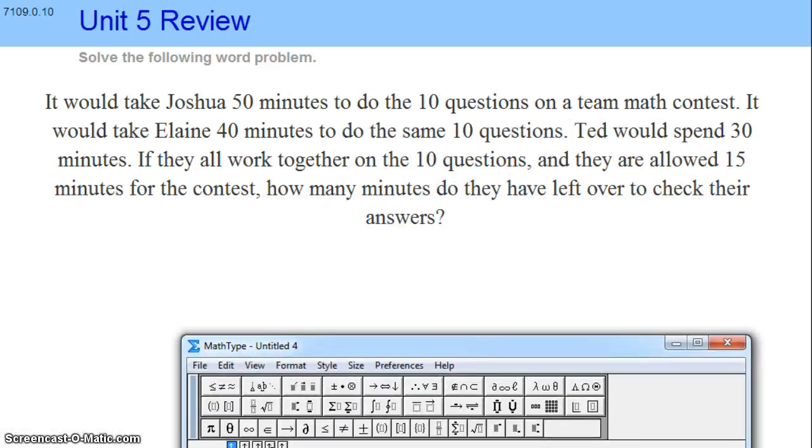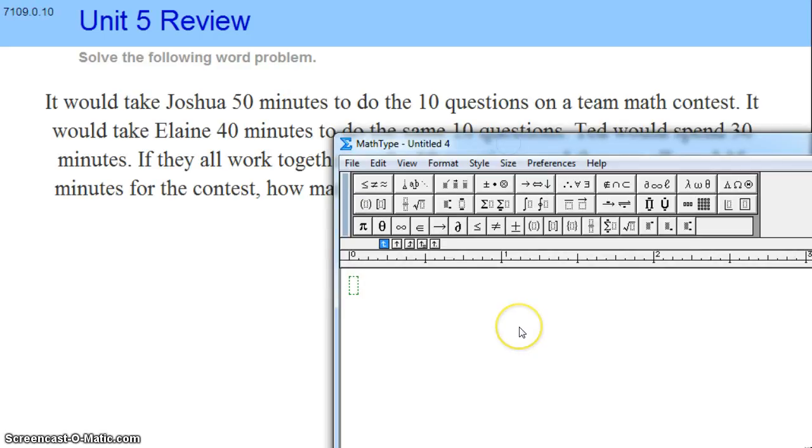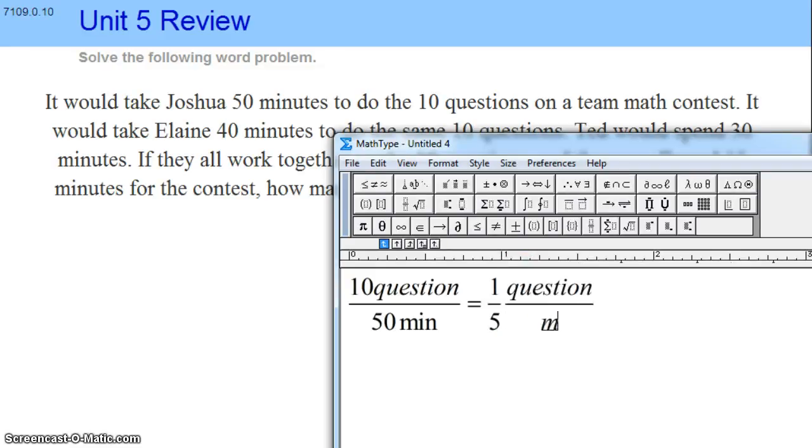So then the next thing I thought about was, how many questions can Josh get done per minute? And that's as simple as setting up questions divided by minutes. This is like when you have miles per hour, it's miles over hours. So it's questions per minute. And so he does 10 questions in 50 minutes, which if you simplify that, cancel out the zeros, you get 1/5 questions per minute, right?